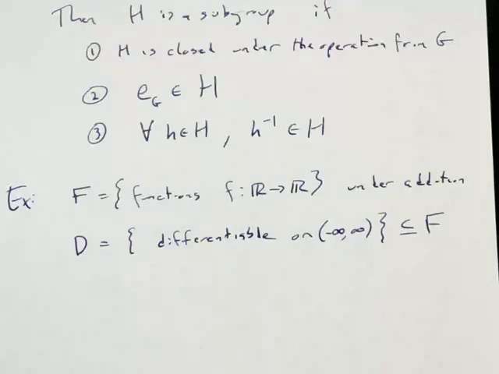Is there an identity function that is differentiable? That's the function 0 everywhere. That's a constant. Constants are differentiable. The derivative of 0 is a horizontal line. It's got a slope. So that 0 is in our subgroup. That's part 2.